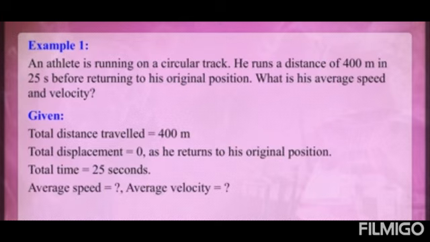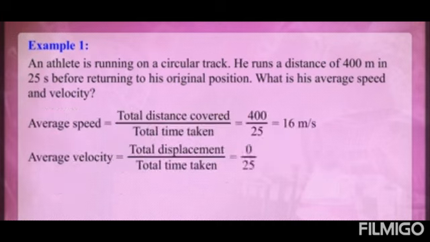So basically he is doing a circular motion. What is the average speed and the average velocity? Distance is 400, displacement is 0 because he is coming back to the original position. Total time is 25 seconds. What we are supposed to find is average speed and average velocity.